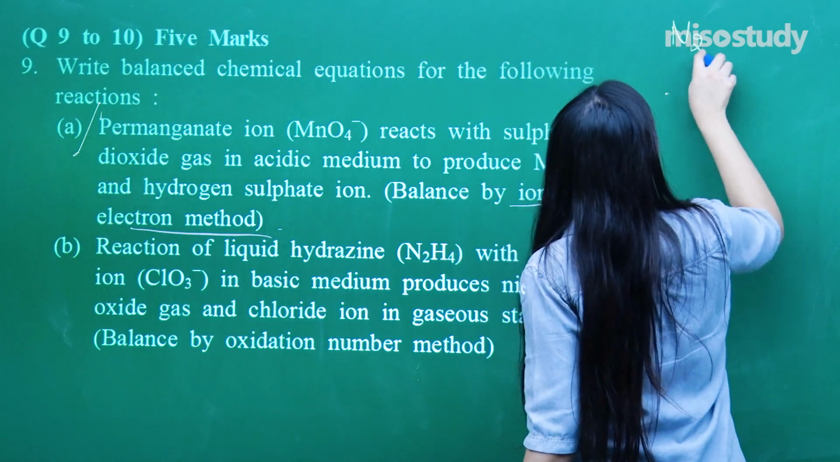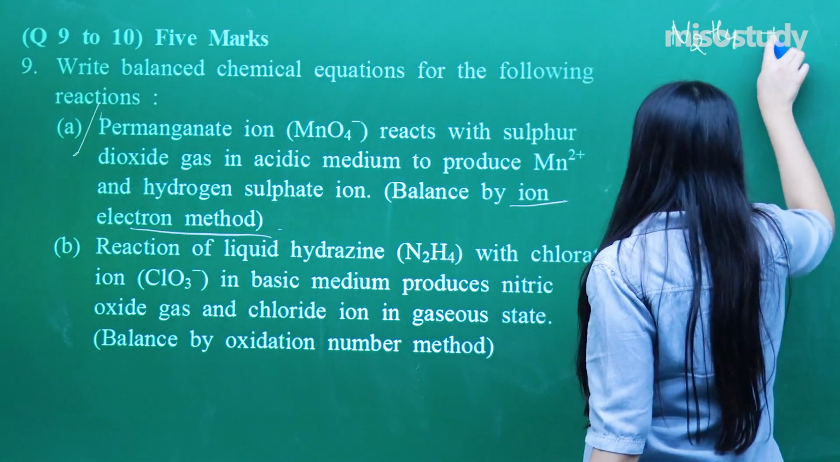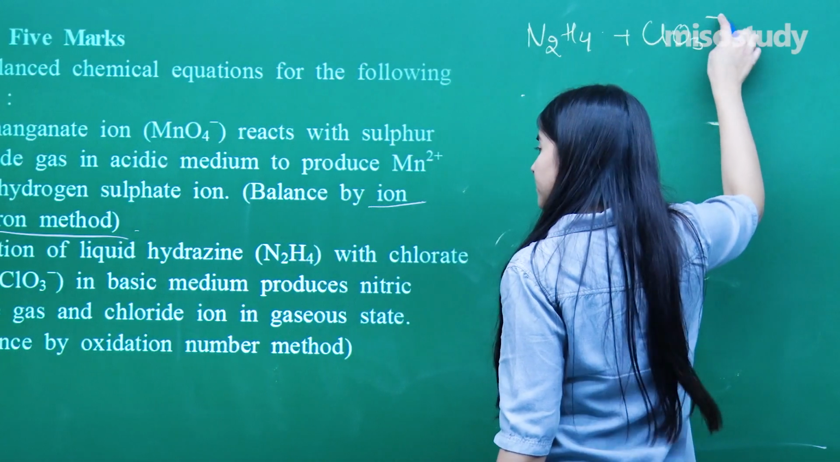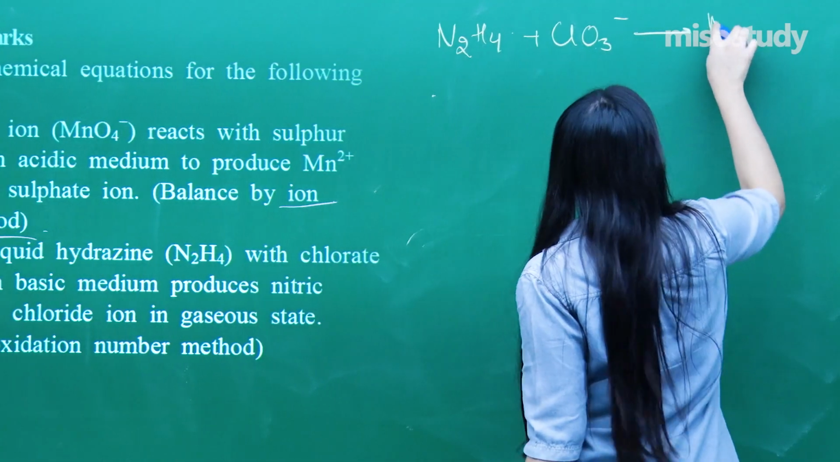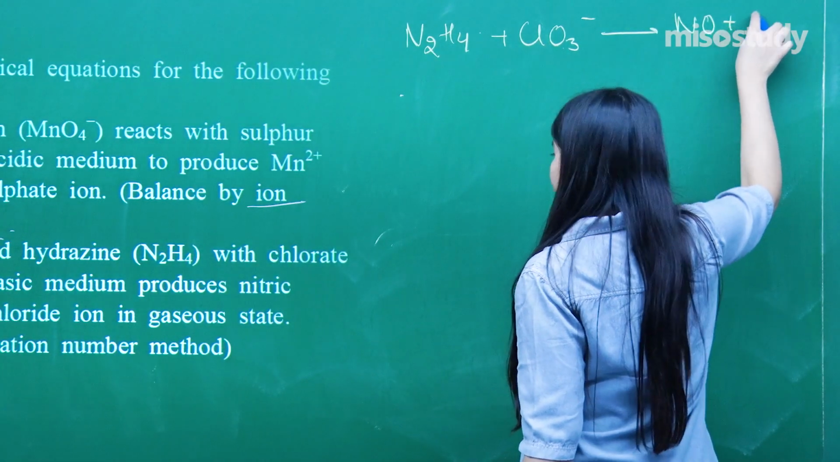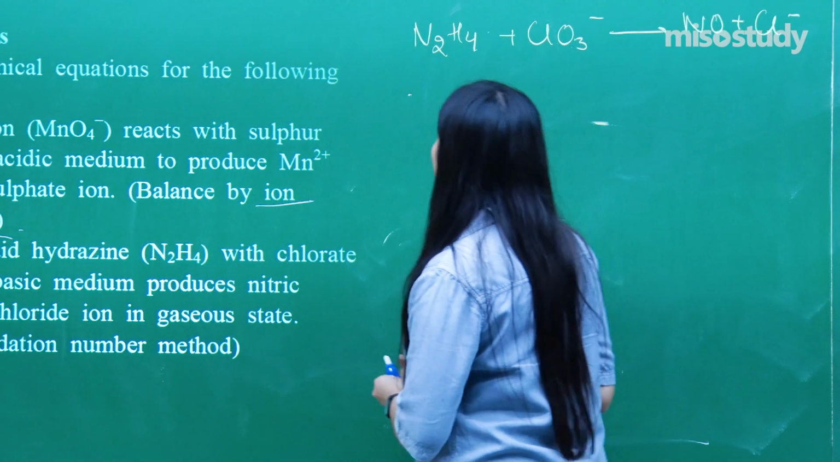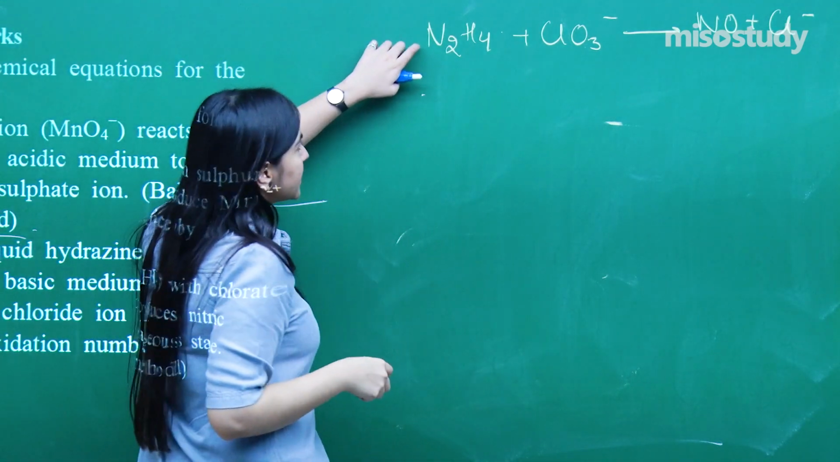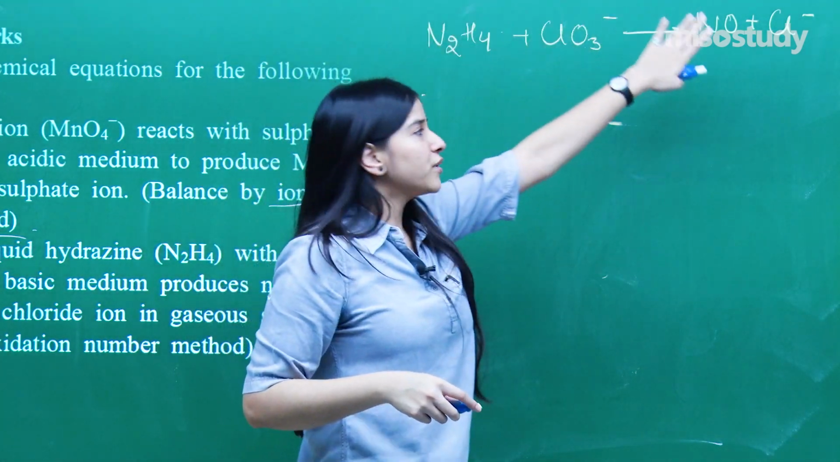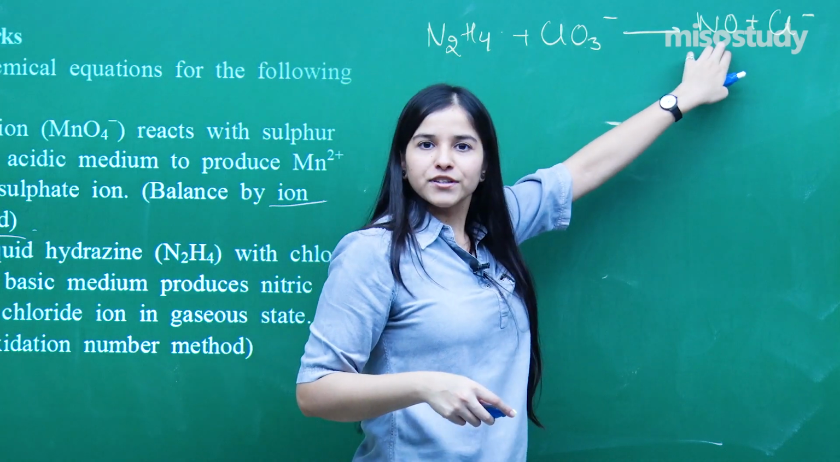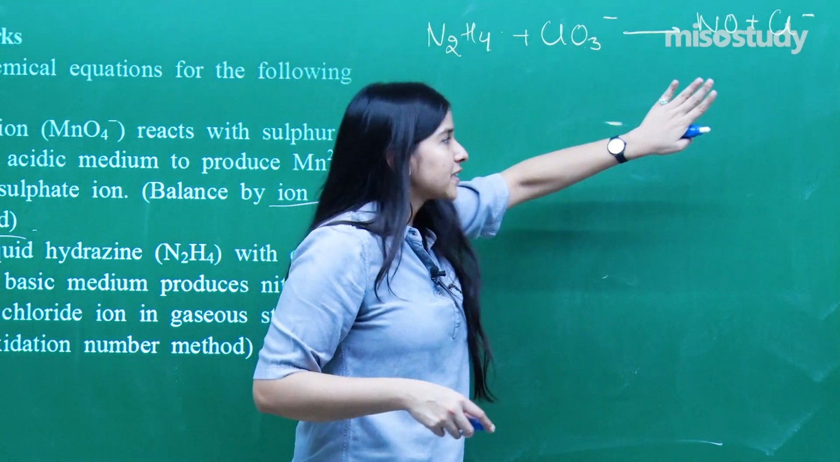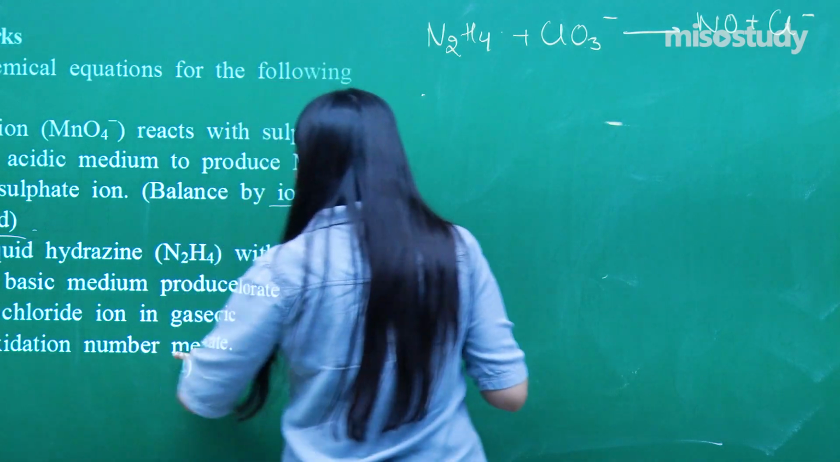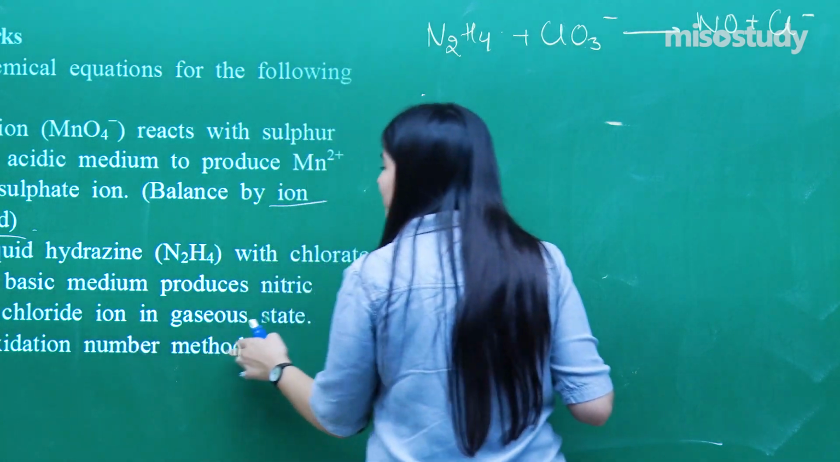Liquid hydrazine N2H4 plus chlorate ion ClO3 negative will give nitric oxide NO plus Cl negative. So, it is also a very simple reaction and we have found out the state for this nitrogen as well, and we can find out the state for this nitrogen as well, right? Clear? Okay.